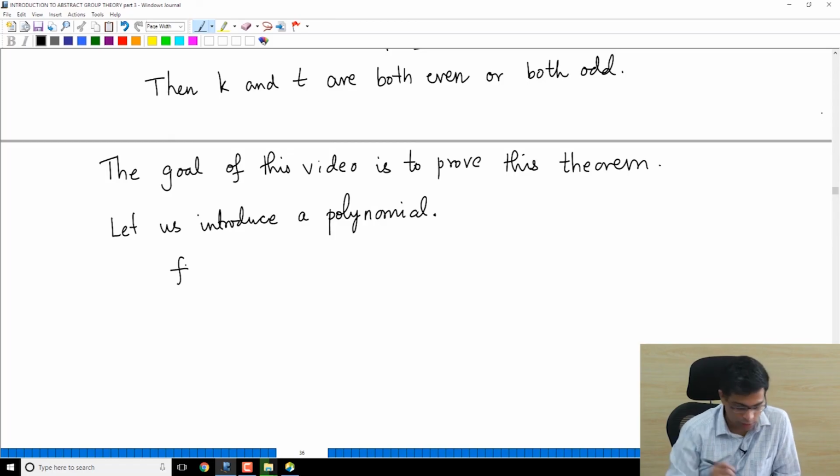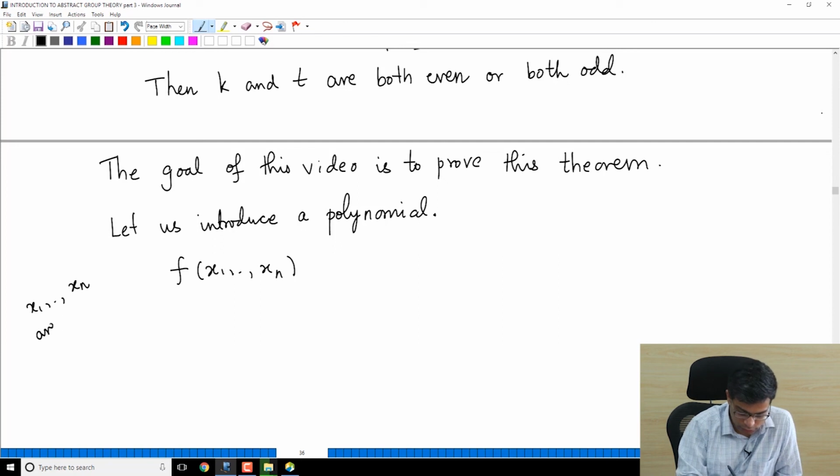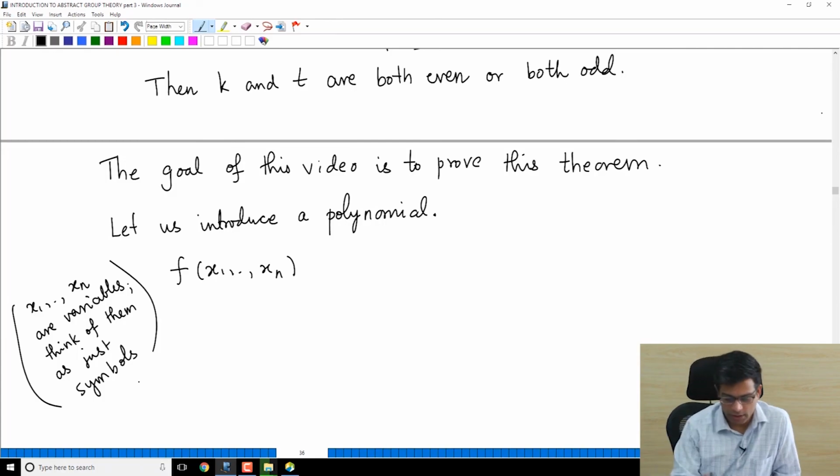So I'm going to call this polynomial f of x1 up to xn. Think of x1 through xn as variables, or indeterminates. So think of them as just meaningless symbols. They don't have any meaning, they are just symbols. So I define this to be the following.